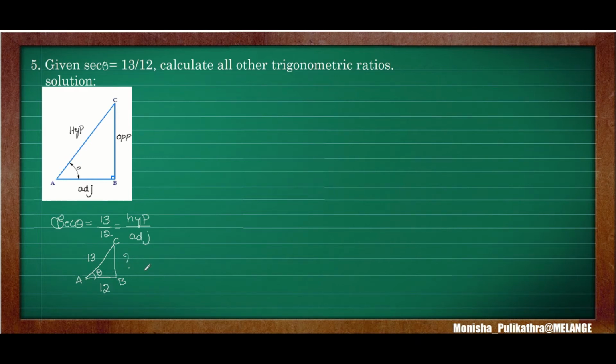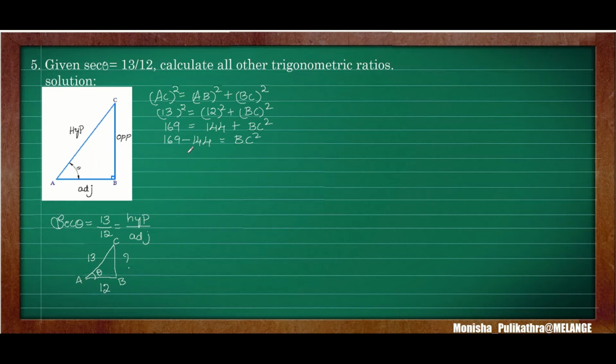So we need to find the opposite side. This can be done by using Pythagoras theorem. Hypotenuse square is equal to the sum of the squares on the other two sides. So AC is 13. So 13 square is equal to AB, which is 12 square, plus BC square, which we need to find out. So 13 square is 169, equal to 12 square, which is 144, plus BC square. I will be shifting this 144 to the left hand side. It will become minus 144 is equal to BC square.